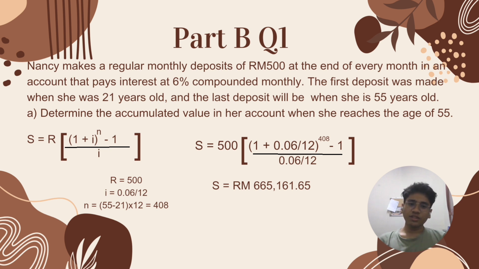So the question is an annuity because of the end of every month. So it will be annuity instead of compound interest. So we'll be using S equal R, 1 plus i to the n, minus 1, per i. So R is 500. i is the interest rate per compounded monthly, so 0.06 per 12. And n is 51 minus 21 because we want to find the total years times compounded monthly, so 12, equals 408. So we put this in the formula, we will be getting RM 161.65. So that is the accumulated value.